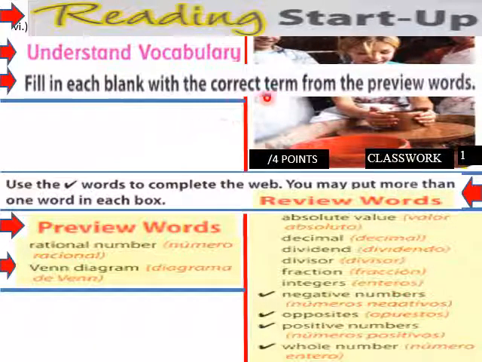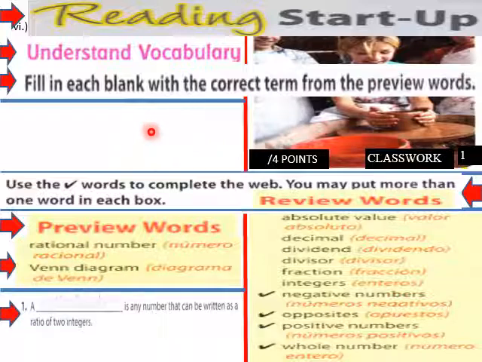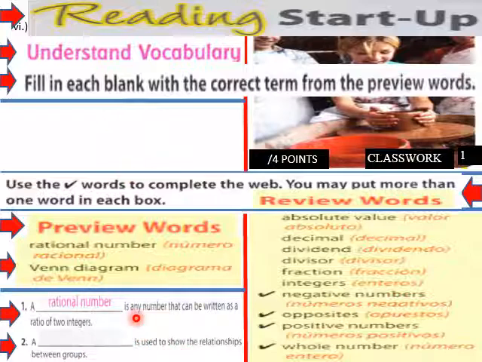Fill in each blank with the correct term from the preview words, using rational number and Venn diagram. A blank is any number that can be written as a ratio of two integers. And a blank is used to show the relationships between two groups. So students, fill that in. Oh, there's your answers. After waiting, teachers, give your students a couple minutes, and then do a reveal like that so students can check their own work, correct their own work.